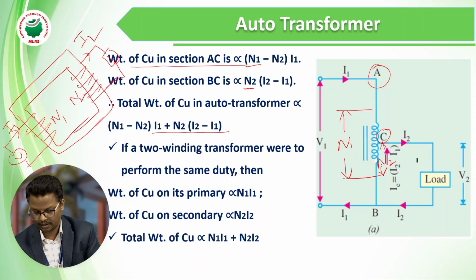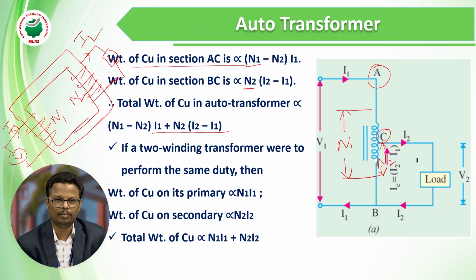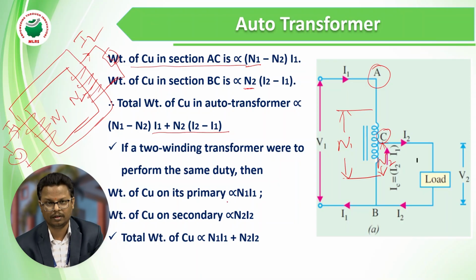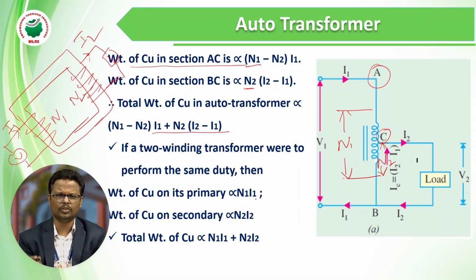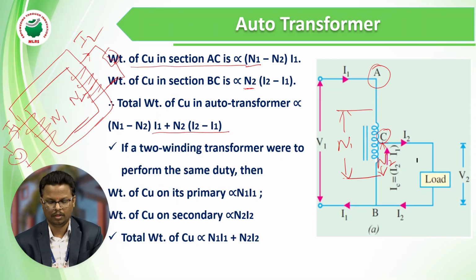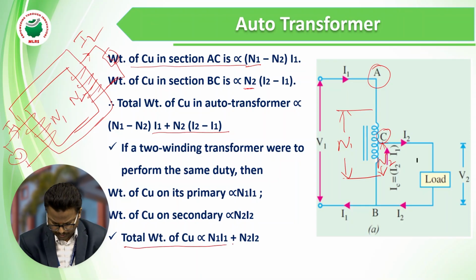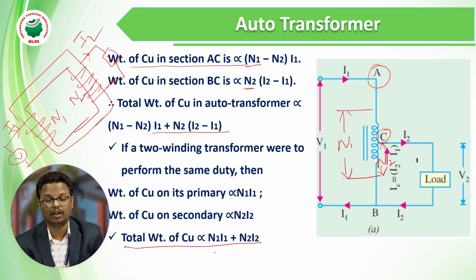Okay, but in the auto transformer a single winding is divided for primary and secondary, whereas here the primary is separate from the secondary winding, so the weight of copper in its primary is N1 into I1 and the secondary is N2 into I2. The total weight of the two winding transformer is N1 I1 plus N2 I2. So here we can see the total weight of copper is directly proportional to N1 I1 plus N2 I2.